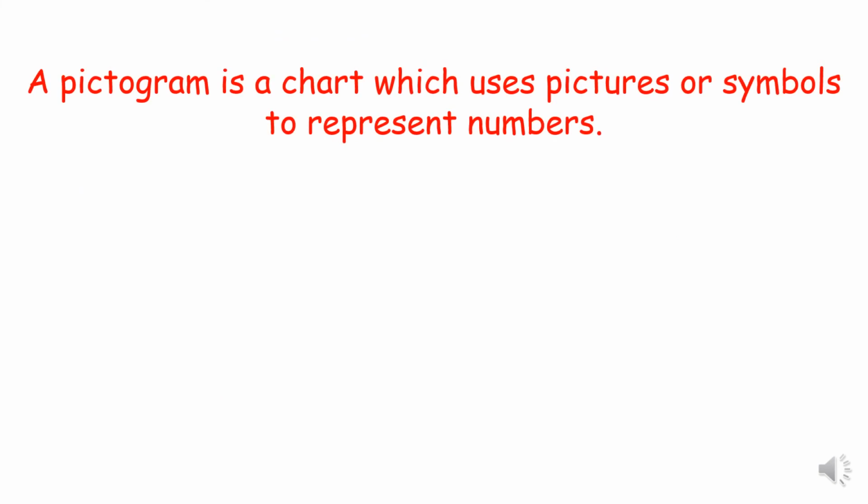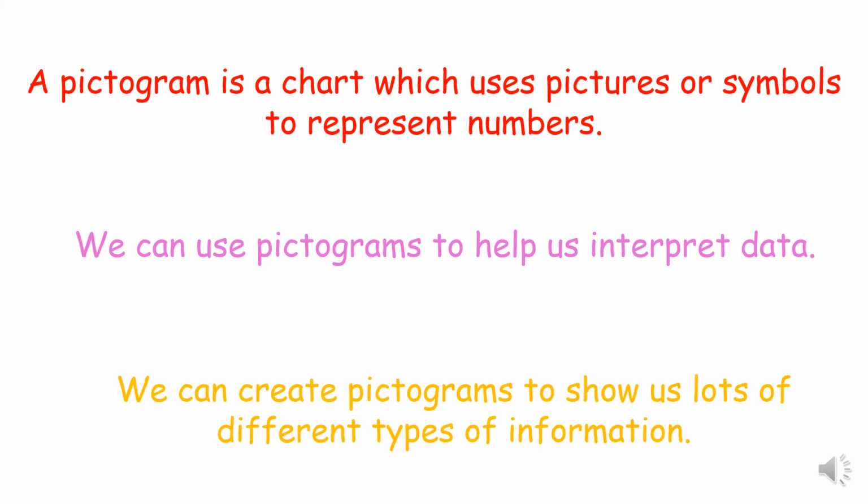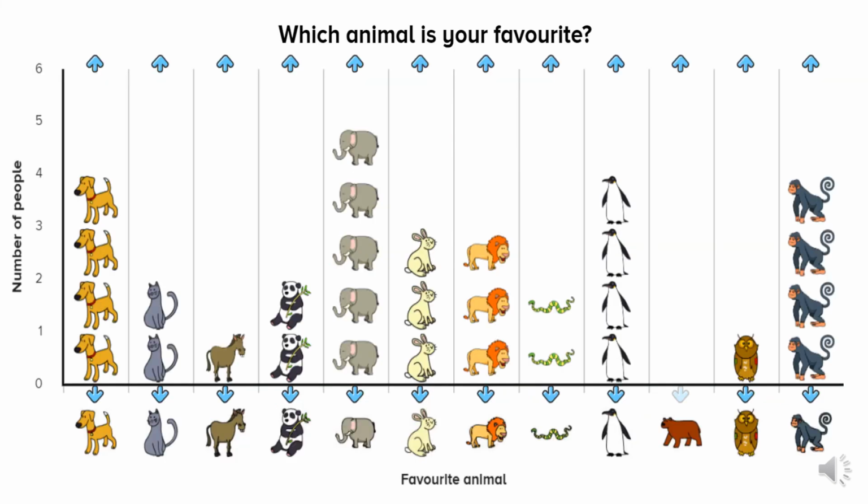So just to remind ourselves, a pictogram is a chart which uses pictures or symbols to represent numbers. We can use pictograms to help us interpret data, which means we can answer questions about the data, about the information. We can create pictograms to show us lots of different types of information. So we can make a pictogram all about what children's favourite animals are. So looking at this pictogram, you can see elephants are the most popular because there is the most amount of pictures of elephants there compared to anything else. And bears are the least popular because there aren't any pictures of the bears.